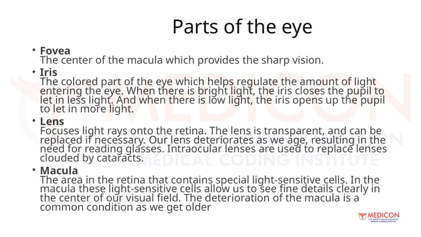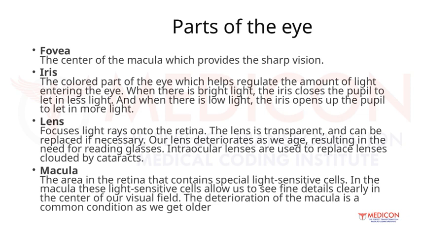Moving on, we have the lens. Think of it as the eye's focusing device. It bends the light rays so they land precisely on the retina at the back of the eye. The lens is transparent and flexible, which allows it to focus at different distances. As we age, however, this lens can deteriorate, which is why many people need reading glasses. In cases like cataracts, the natural lens becomes cloudy, and intraocular lenses are used to replace it, restoring clear vision.